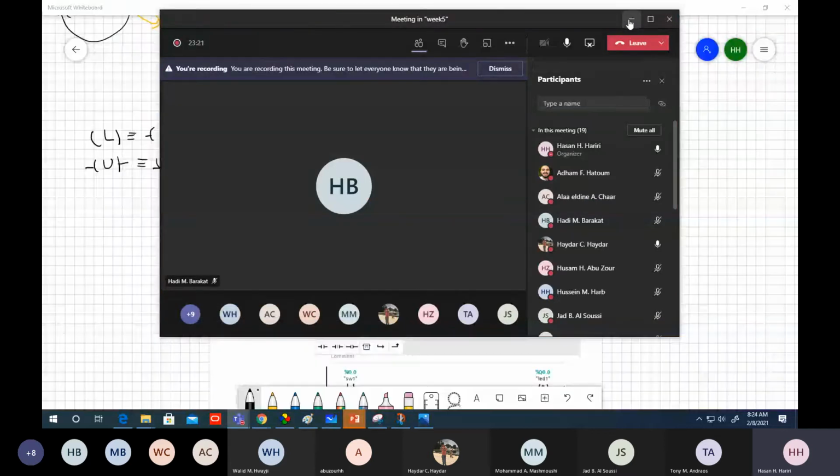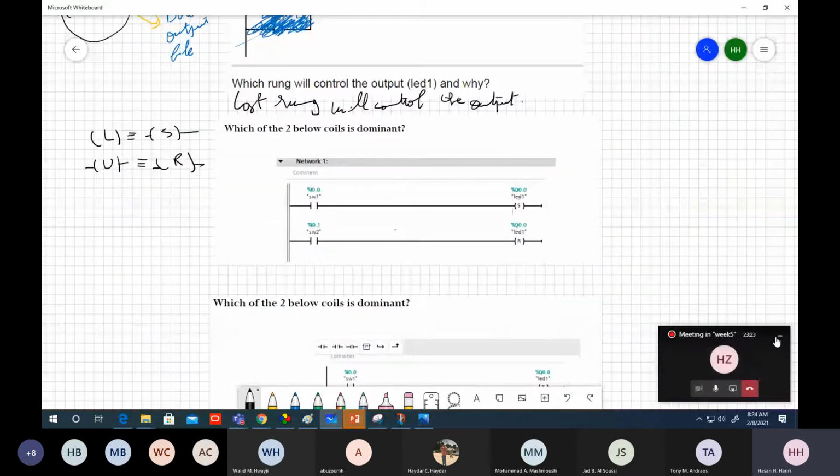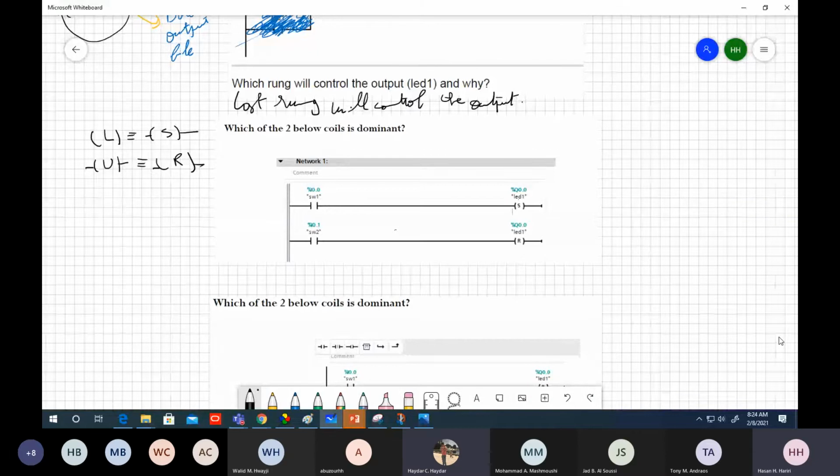Yeah. So here, we can say that the output is energized just if the first switch is on and the second switch is off. The three other cases will be off. Both switches are on.